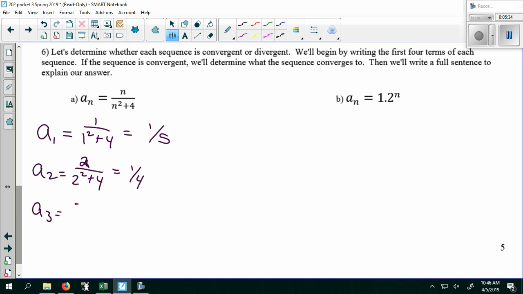a sub 3 is 3 over 3 squared plus 4, so that's 3 over 13. And a sub 4 is 4 over 4 squared plus 4, which is 4 over 20, or 1 over 5.